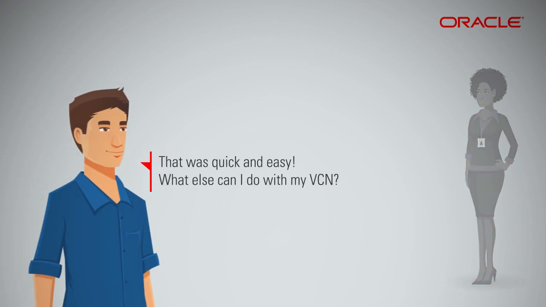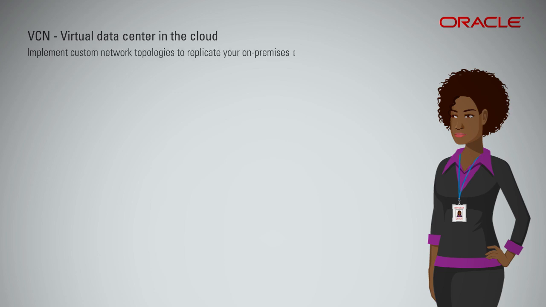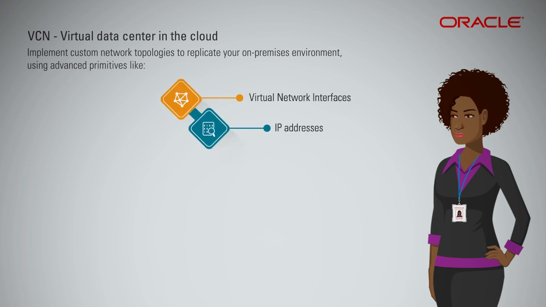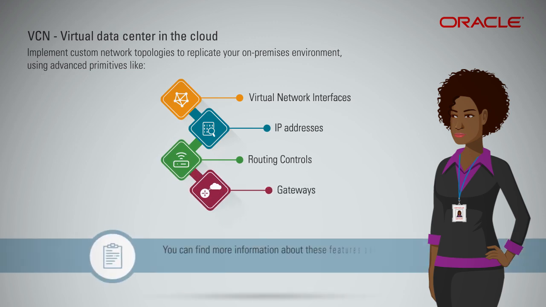That was quick and easy. What else can I do with my VCN? As we discussed earlier, a VCN is your virtual data center in the cloud. You can implement custom network topologies to replicate your on-premises environment, using advanced primitives like virtual network interfaces, IP addresses, routing controls, and gateways. You can find more information about these features and the topologies you can achieve in our documentation.